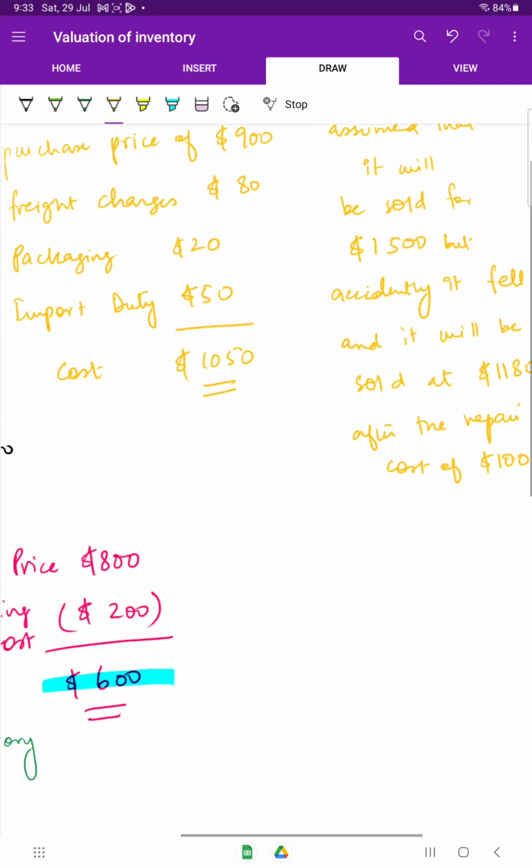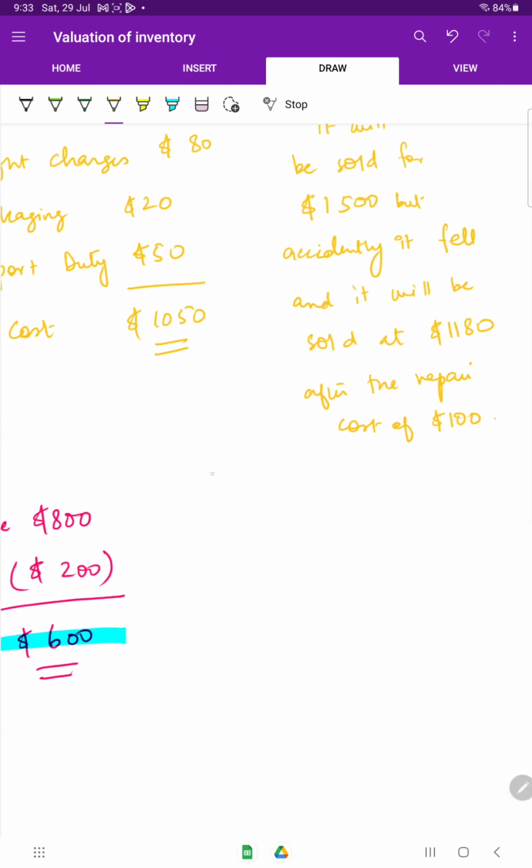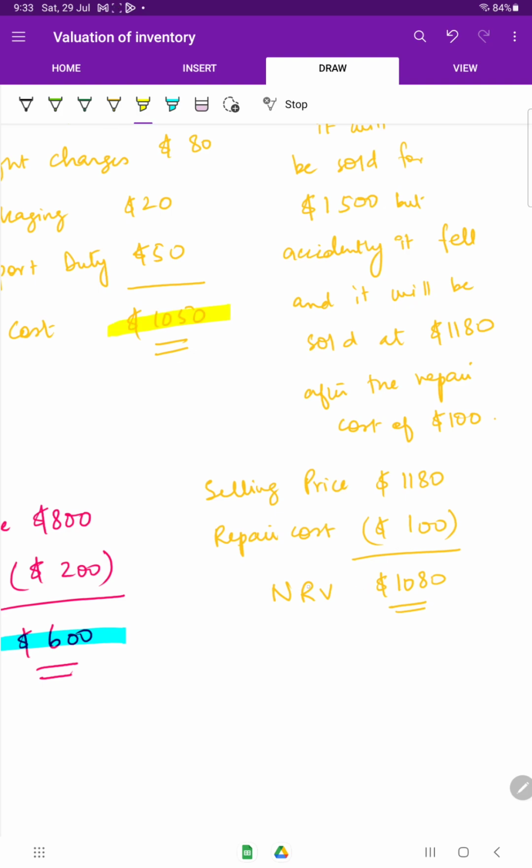So I know my cost. What will be my NRV? My NRV will be selling price is $1180. What are my repair costs? My repair costs are $100. I'll subtract that, I'll get 1080. Right? This is my net realizable value. Now I will compare these two and I'll see which one is lower and I'll choose that. Which one is lower? The cost or the NRV? Yes, exactly, the cost.